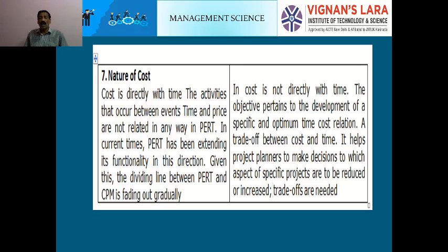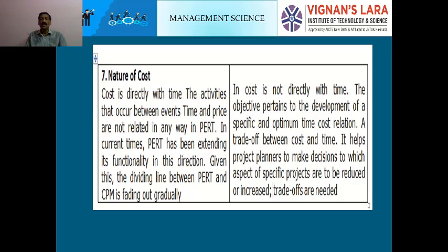That is, optimum time and cost relation is taken into consideration. Trade-off between cost and time. That means only the relation between cost and time has been taken into consideration. How much time is there? How much cost is to be incurred? This is only an interdependency relation. It is only indirectly associated. Cost is indirectly associated with time. That means the CPM method can be used to trade off between the cost and time relation.